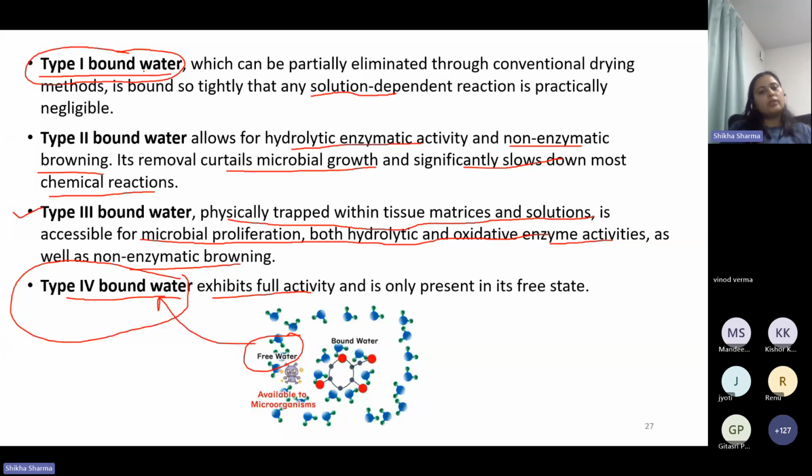Even if we talk about vegetables, it looks like a solid, but it also has free water in it. Microorganisms can also take that water, get the nutrition and the water, and can grow there. Okay, I got it. Thank you.